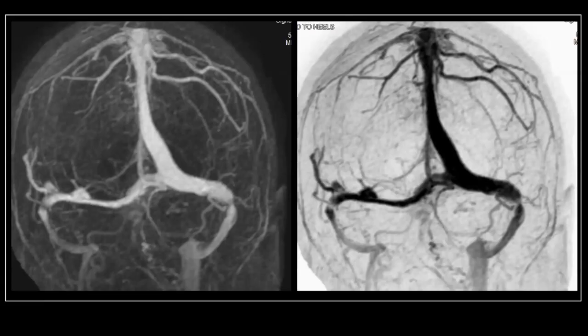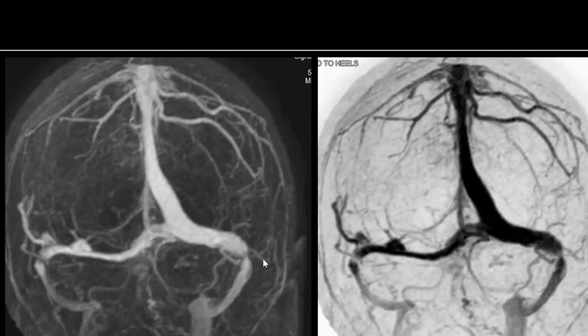urgent/emergent intervention. We got an MRV prior to her arrival to make sure that she did not have any acute occlusion. She did not. She had the dominant left transverse sinus with marked venous outflow resistance on the left side.